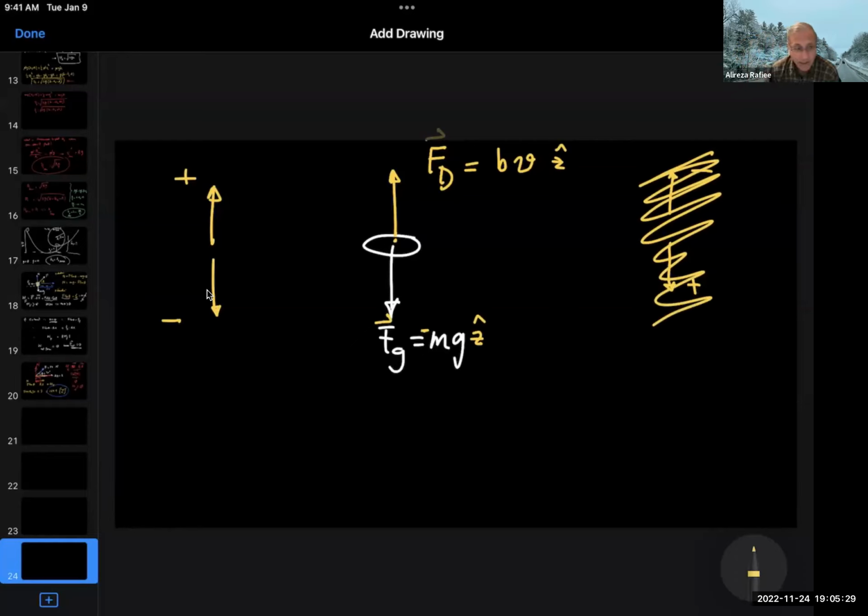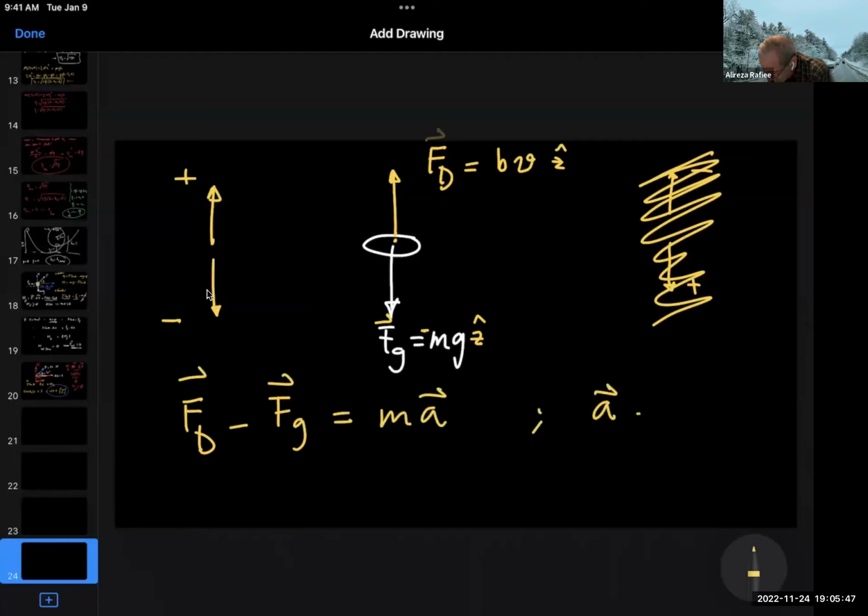Okay, now if the object is falling and reaching this terminal velocity, then you always have F_d minus F_g equal to ma. If it reaches terminal velocity, that means acceleration is 0, and so you can easily say that F_d would be equal to F_g. Now, why is this important? Because you can calculate this F_g, since it's technically m and g, right?